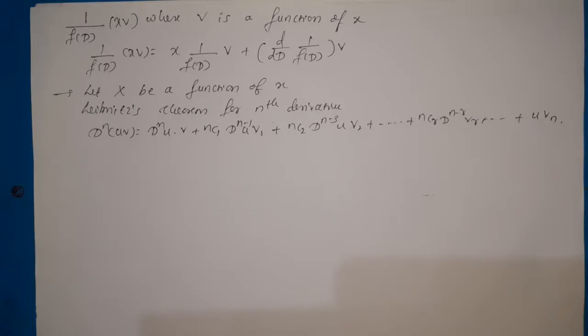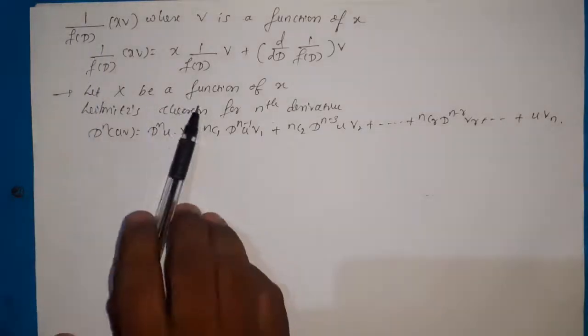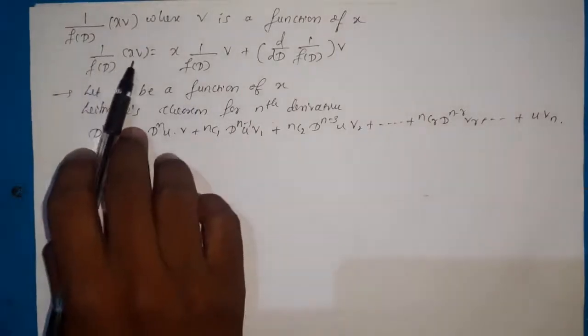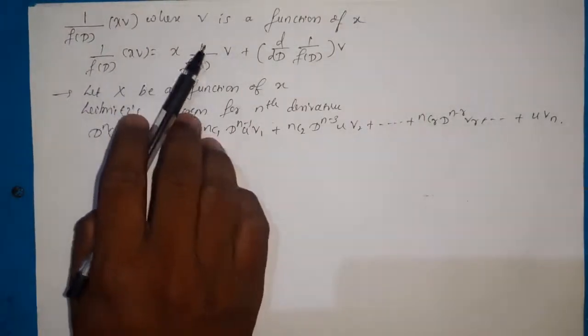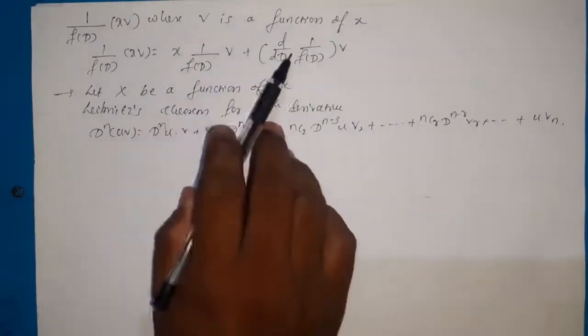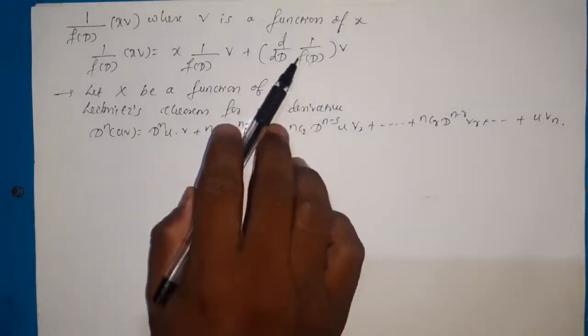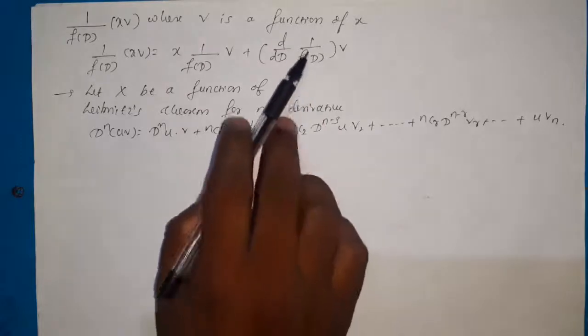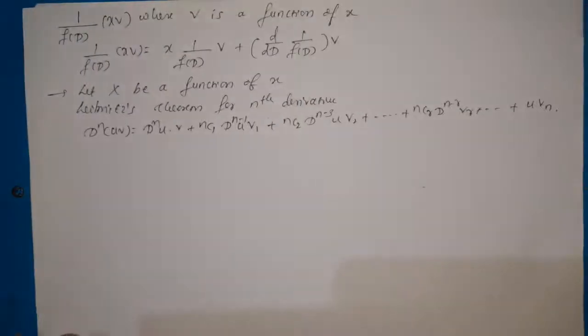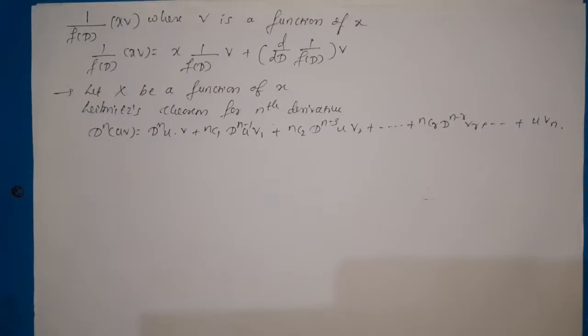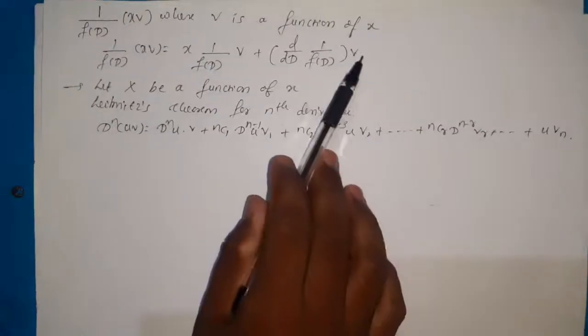So now 1 by f of D into x into V, where V is a function of x. This can be evaluated as 1 by f of D into xV is equal to x into 1 by f of D into V plus d by dD, that is the differentiation, of 1 by f of D into V. The derivative of 1 by x is minus 1 by x square, so the derivative of 1 by f of x is minus 1 by f of x whole square into f dash of x, right? That is the derivative of 1 by f of D into V.